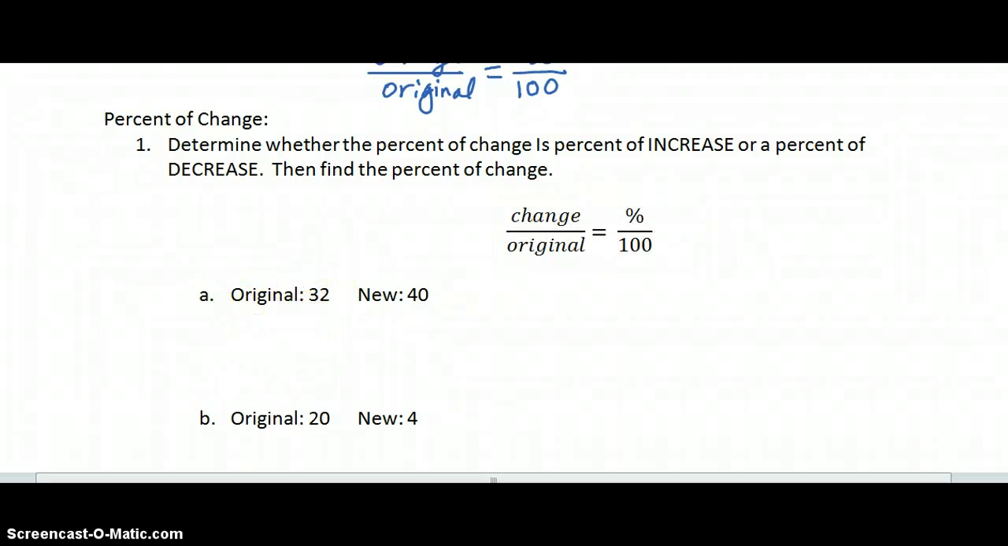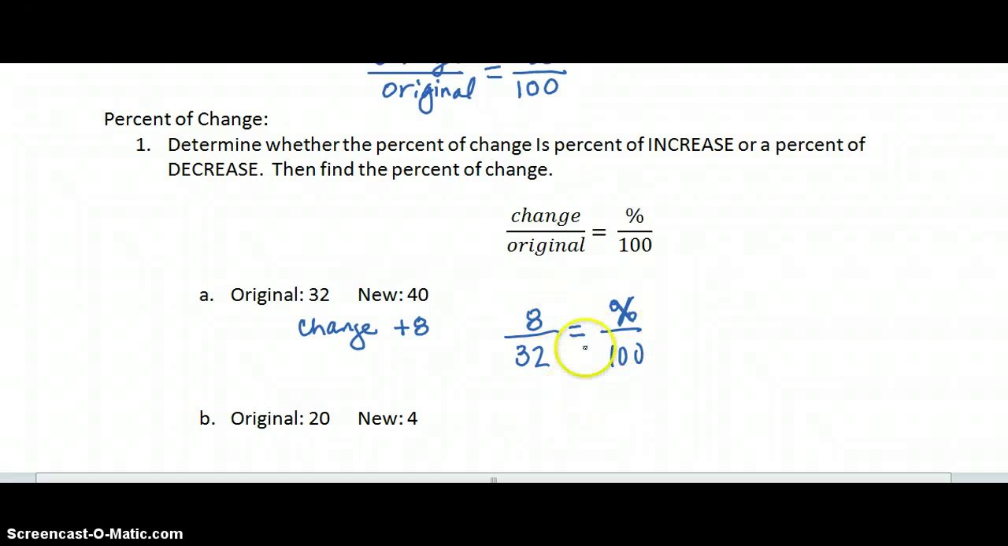Alright, original is 32. We don't know if we're talking about dollars or whatever, but the original number is 32 and the new number is 40. So I already know that that's a percent of increase. So how much did it change? To go from 32 to 40, that's a positive change of 8. So it changed 8 from the original number of 32, and we want to know what percent that is. So percent is going to be our variable. We'll just call it x.